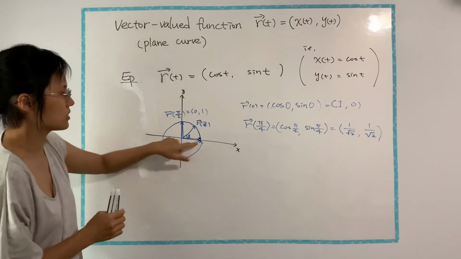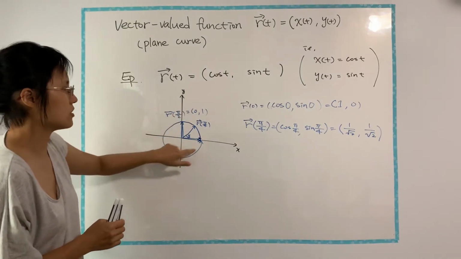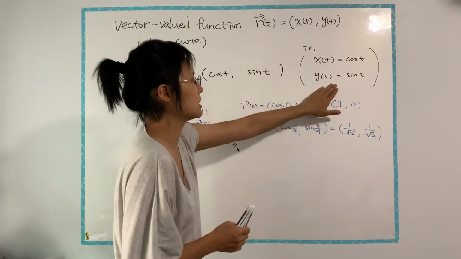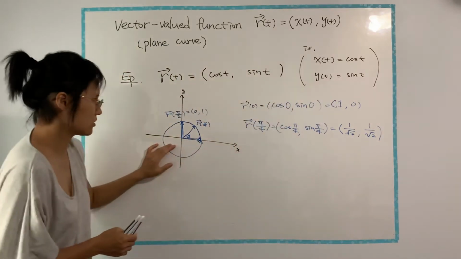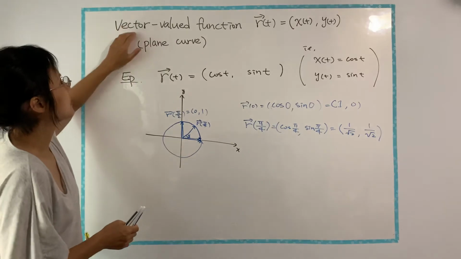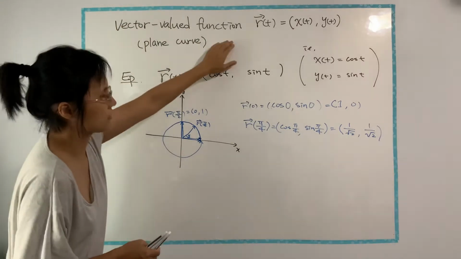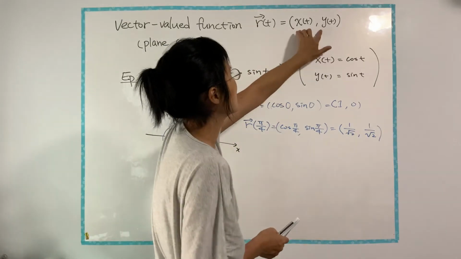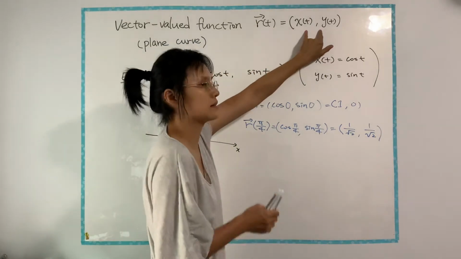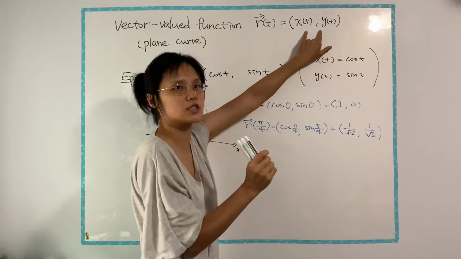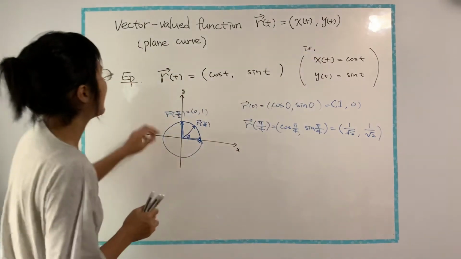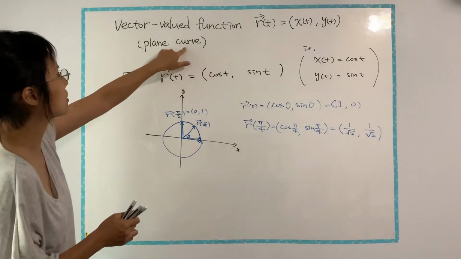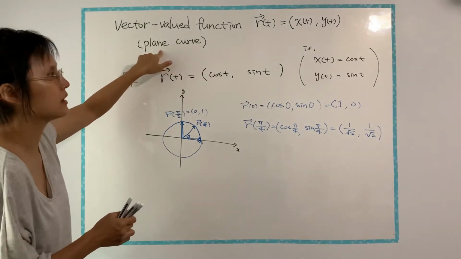So we can talk about a curve using parametric equations. We can talk about a curve using a vector valued function, and the coordinates in the vector are given by the parametric equations. And because it's in R2, I know it gives me a curve that's in a plane.